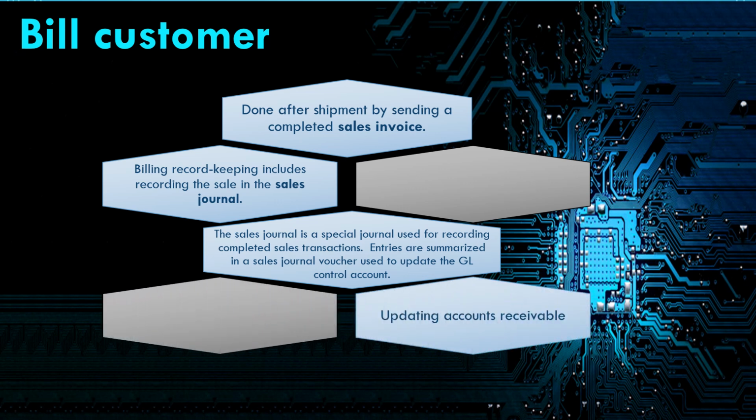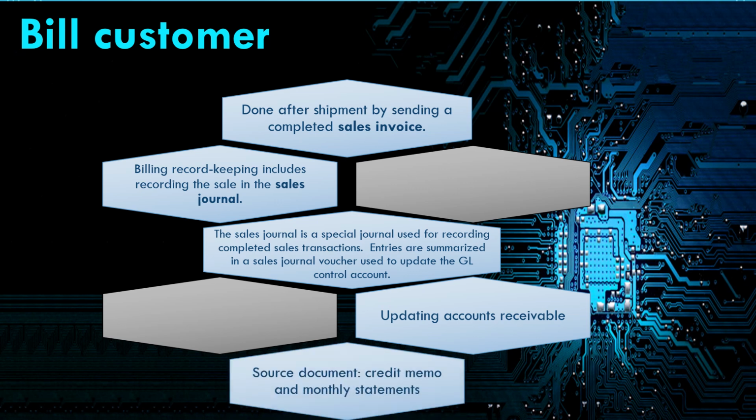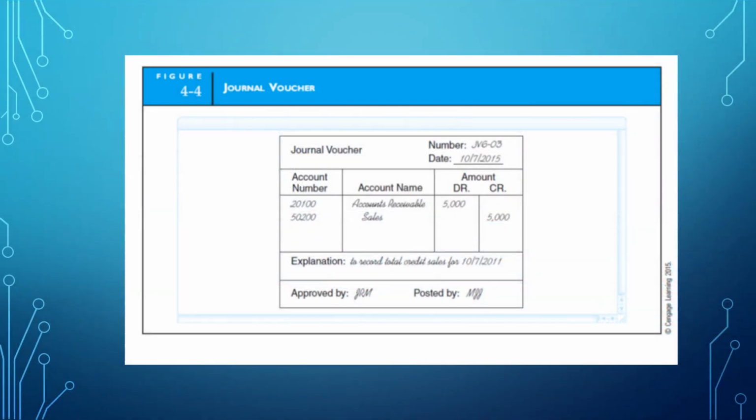Okay, then after that we update the account receivable, and the source documents are the credit memo and monthly statements, or we can call it the customer monthly statement. This figure is illustrating the journal voucher. Here we can see the account number. If we have a longer list of account numbers, then the account name, and then we have the debit, credit, and so on, and we will have the list of it.